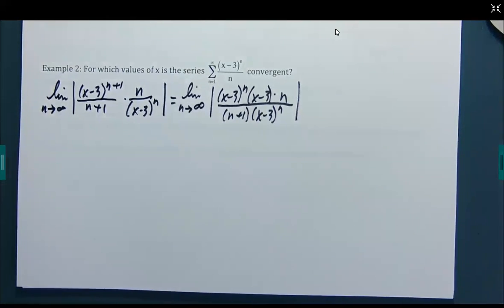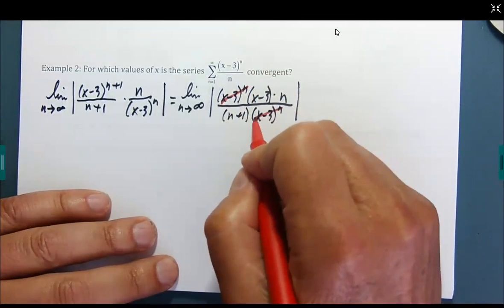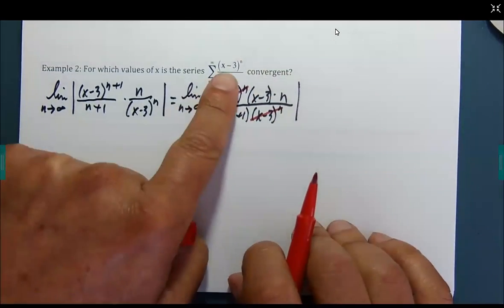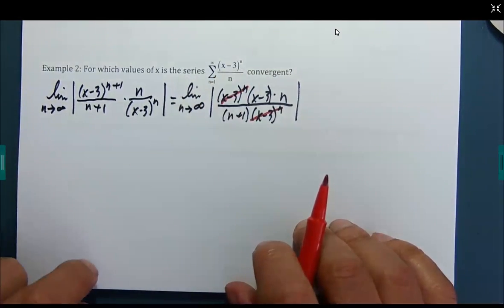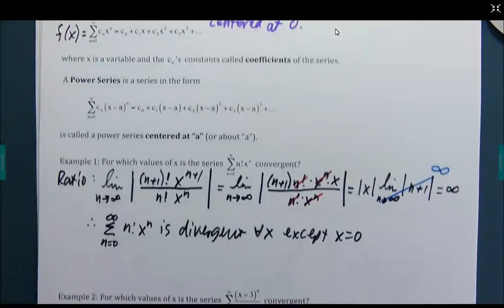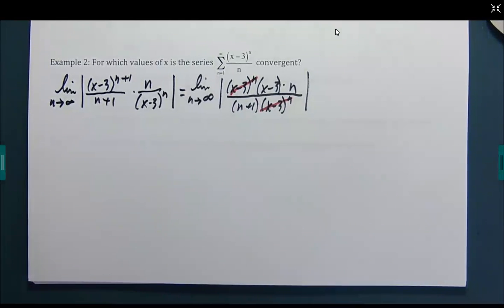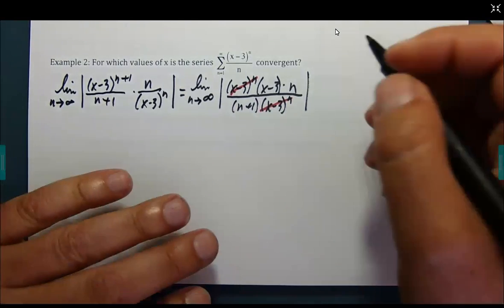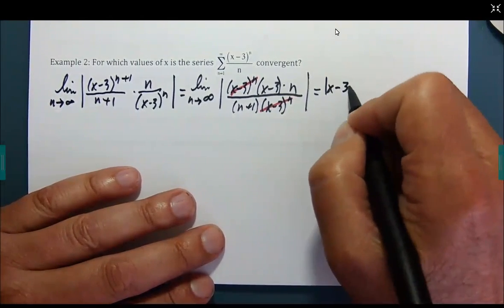And I'm going to note (x minus 3) to the n power reduces out. By the way, just a quick side note, this power series is centered around the number 3. So that's more like this here. And we are left with, again, the x has nothing to do with the n.